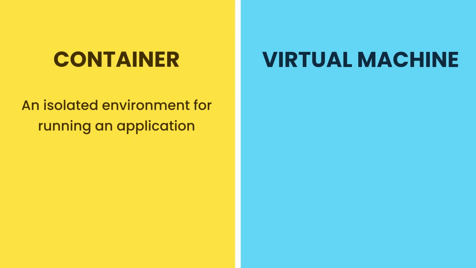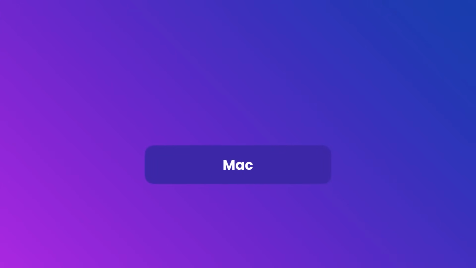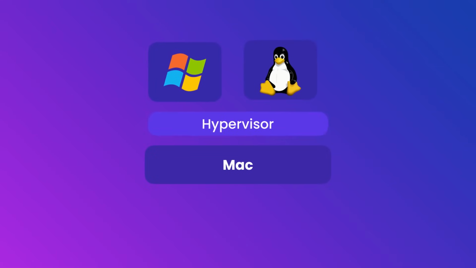Well, a virtual machine, as the name implies, is an abstraction of a machine or physical hardware. So we can run several virtual machines on a real physical machine. For example, we can have a Mac, and on this Mac, we can run two virtual machines, one running Windows, the other running Linux. How do we do that? Using a tool called a hypervisor. I know, it's one of those computer science names.